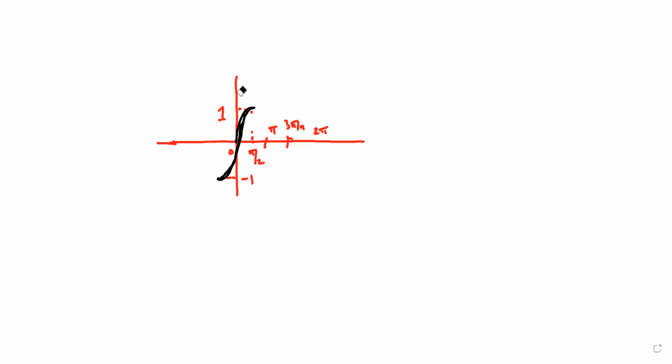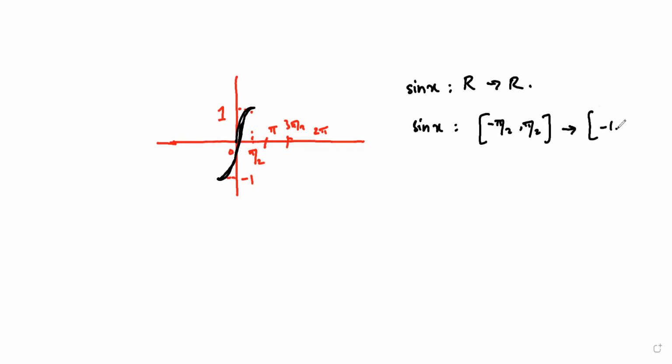So for sin x, what will happen? From real values to real values, that is the domain given. And the range that I am getting is -1 comma 1. Or I can say the range is minus pi by 2 to pi by 2, which is giving me -1 and 1 values, right?